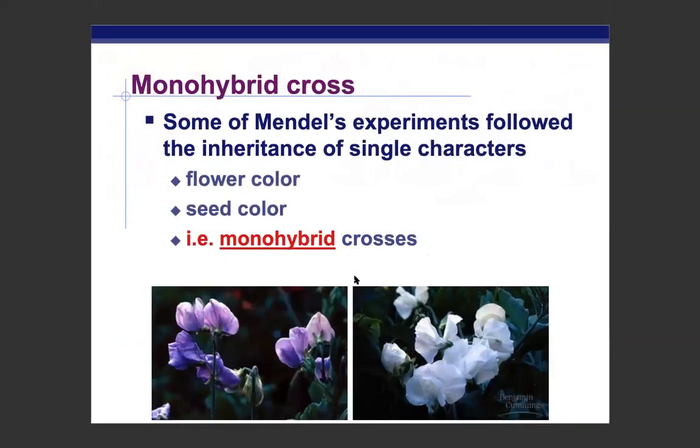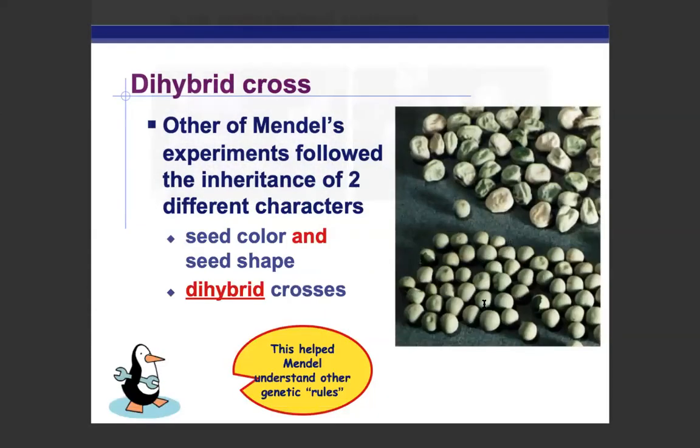If we then look at monohybrid crosses, this is what we've been looking at the whole time. This is when it's the inheritance of single characters. So it would only be capital P and lowercase p. It wouldn't be multiple alleles that cause this trait. There's only one allele causing the trait or in control of the trait.